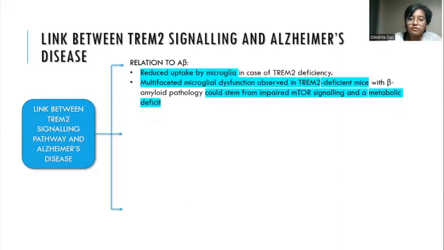So for the first one, its relation to amyloid beta: there is a reduced uptake of amyloid beta in the brain in case of TREM2 deficiency, and multifaceted microglial dysfunction has been observed. It is hypothesized that this might stem from impaired mTOR, or mechanistic target of rapamycin, signaling, which faces increased activation in case of A-beta accumulation.